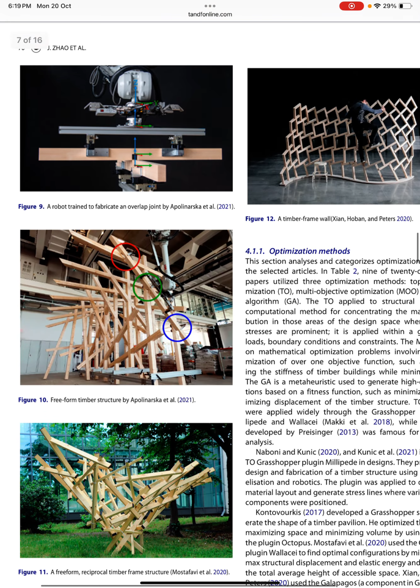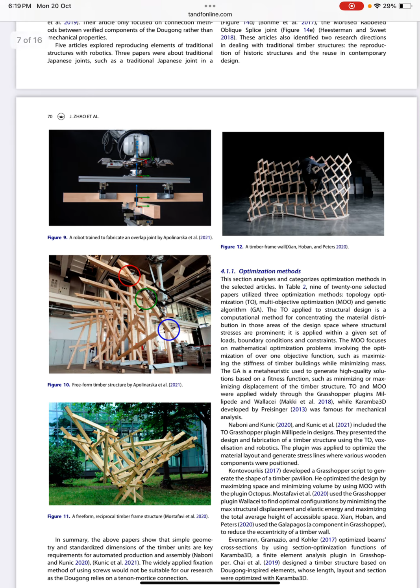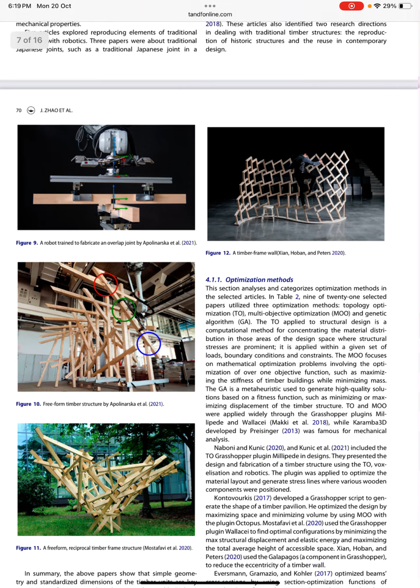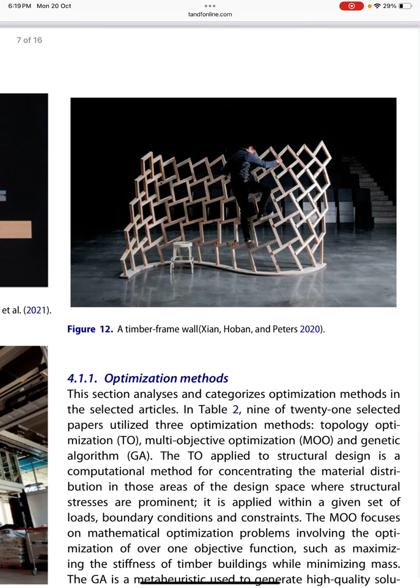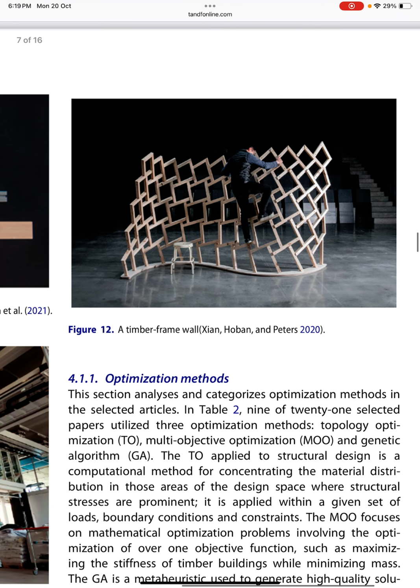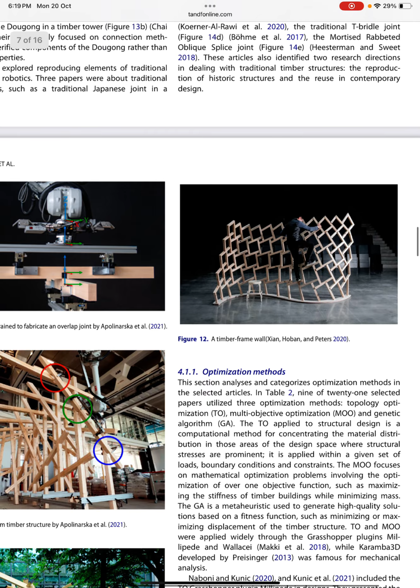So here, in this article they are trying to explain how you can use the robotics to build an interlocking system. Here you can see a timber frame wall, which also is an interlocking design, but of course it's more abstract. It's not like the traditional Dougong design you have seen, but from that concept you can see how it can inspire lots of new modern ways of interpreting it, which is very interesting.